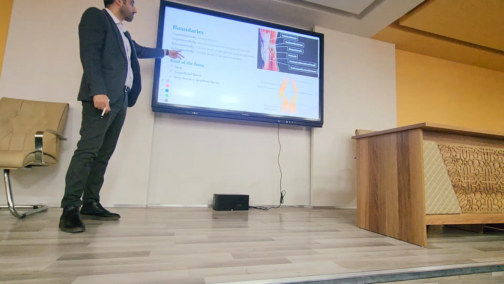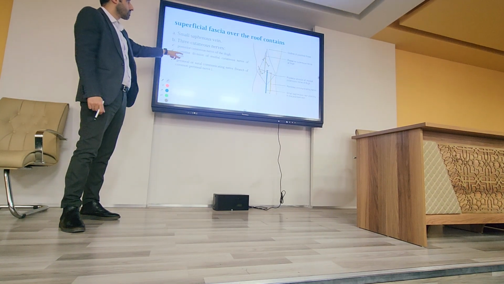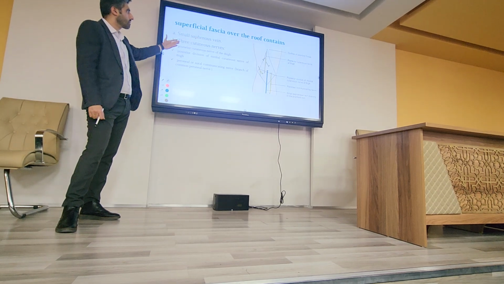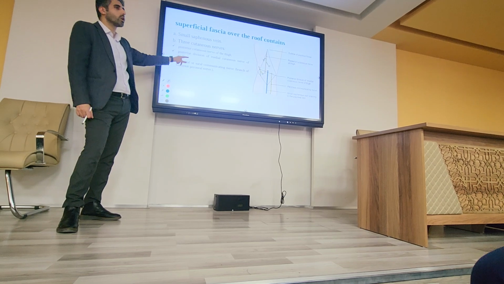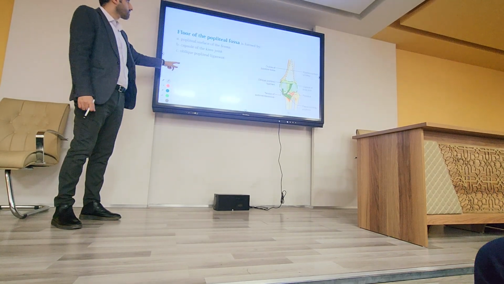So, boundaries, superficial region, contents. Superficial structures: we have the small saphenous vein, which is a superficial vein, and some nerves, the posterior cutaneous nerve of the thigh and the sural nerve, which I'll be explaining for you, and then the main contents.